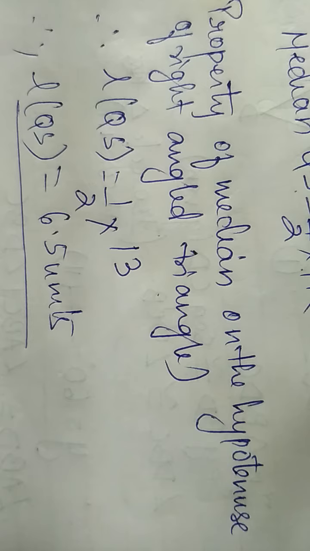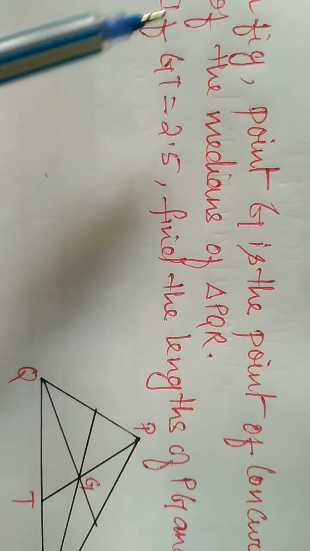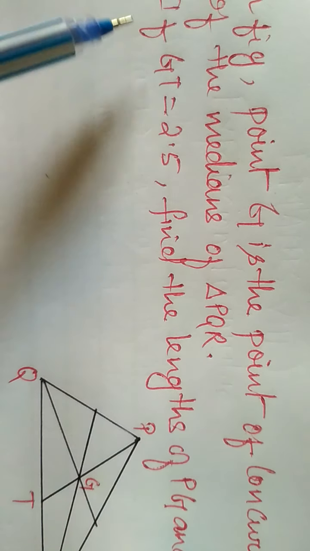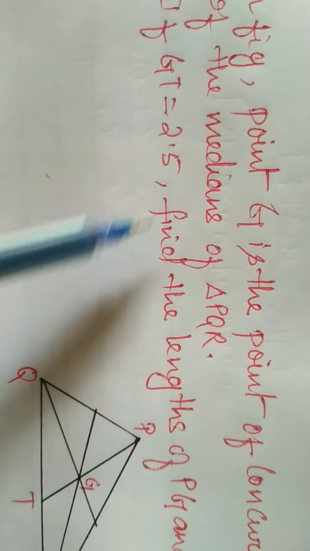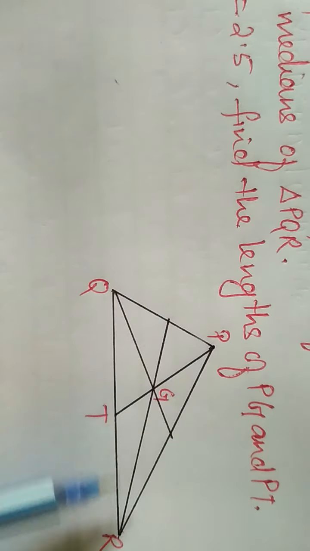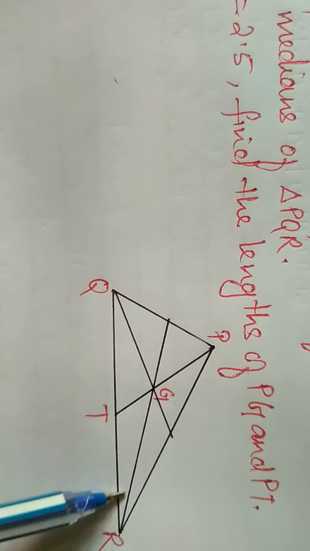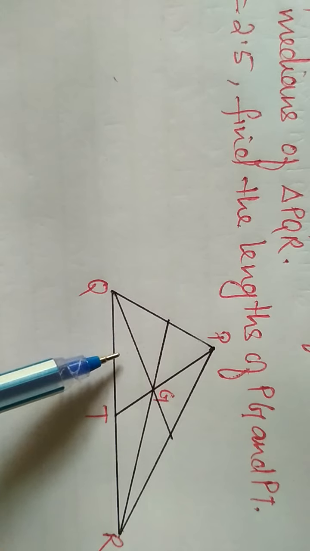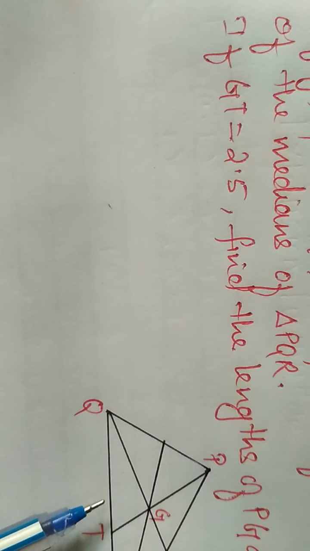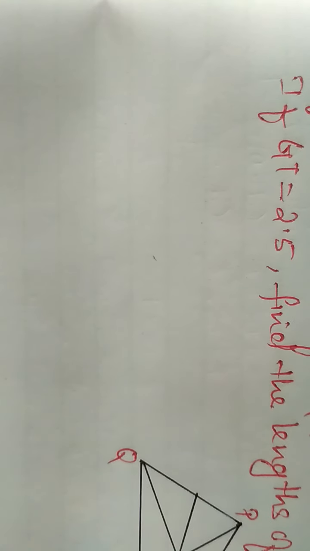So question 4 is: in the figure, point G is the point of concurrence of the medians of triangle PQR. If GT equals 2.5, find the length of PG and PT. So this is the diagram PQR, and point G is the concurrence of the medians. So these three are medians. Now we will use the property of medians of a triangle in this question. So we will start with the solution.